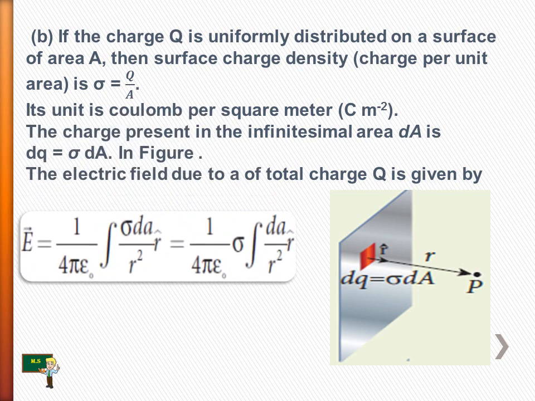In the figure, we get the electric field due to a total charge q, which is given by E vector is equal to 1 by 4 pi epsilon 0 integral sigma dA divided by r square into r cap. Here we put this sigma instead of that lambda or dq. In the former explanations we used lambda and dq, but to find the surface charge density we substitute sigma, and the last expression is sigma by 4 pi epsilon 0 integral of dA divided by r square into r cap.